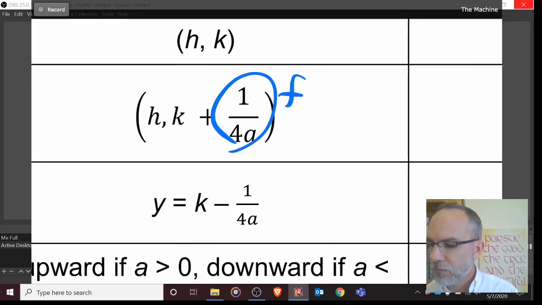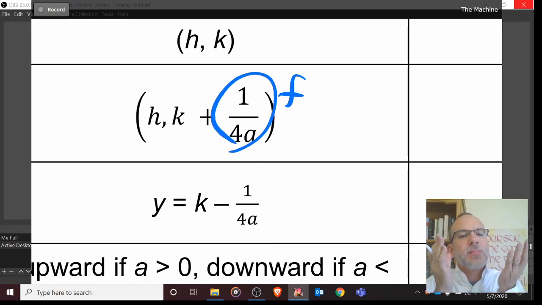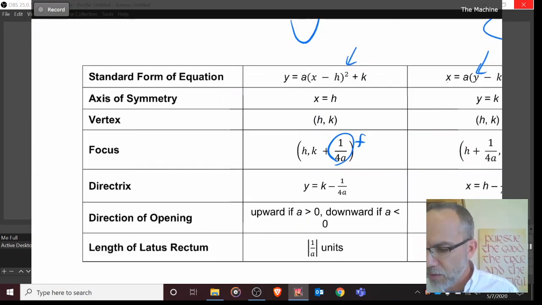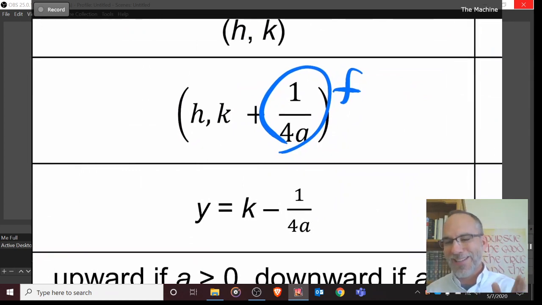That's your f. But I don't want you to necessarily memorize a formula. Oh, the vertex is hk, and so that means, what were we even talking about here? Oh, the focus. The focus is h, comma, and then k plus 1 over 4a. You'll never remember that. If you can, fantastic. I can't. I'd have to go look it up.